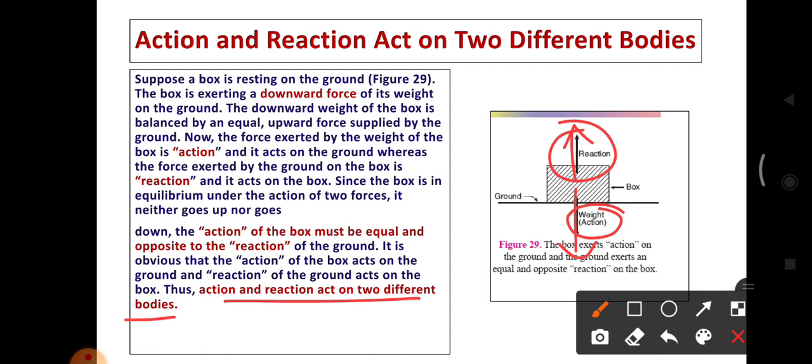Here the box exerts an action force on the ground. The ground exerts the reaction force on the box. So there are two types of forces, action force and reaction force, in opposite direction and equal magnitude.